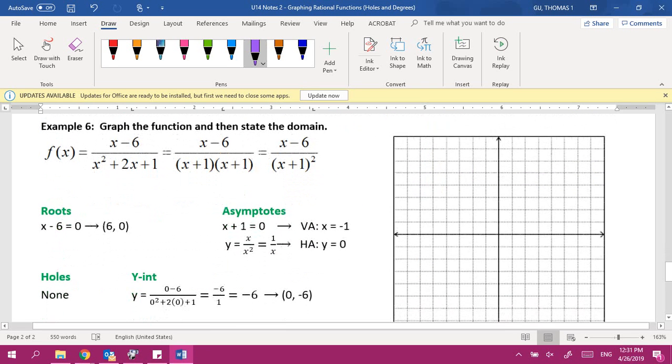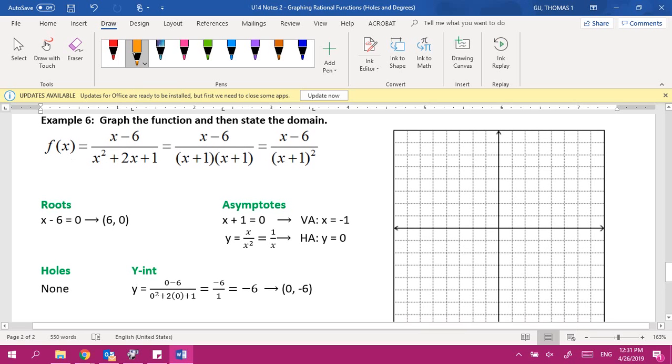Is there a hole in number 6? No, there's nothing to cross out. But let's take a look at the degree, though. What's the degree here? 2, which is even. That's the important part here.